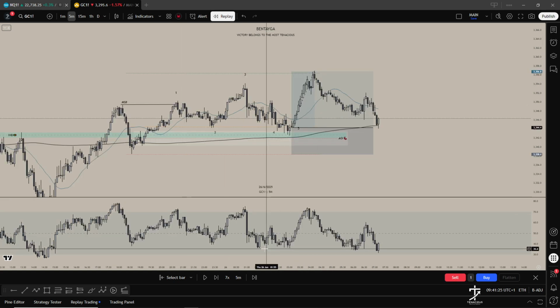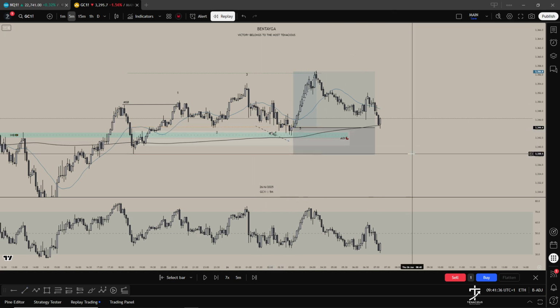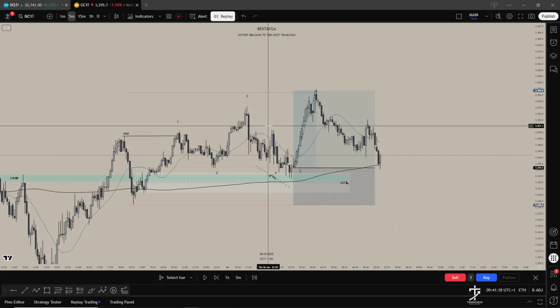I don't think we had RSI at the time. I mean, we did. So we even had RSI at the time. It wasn't the cleanest one, but we even had RSI. So that could have also given extra confidence that price wants to continue higher.